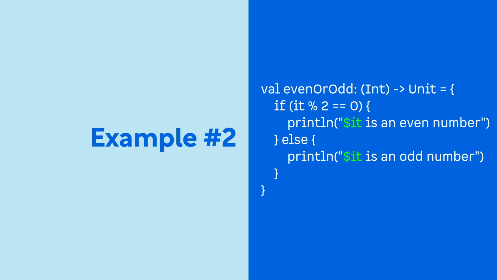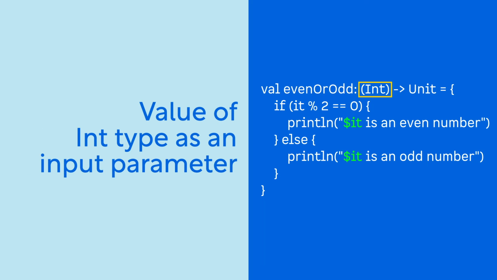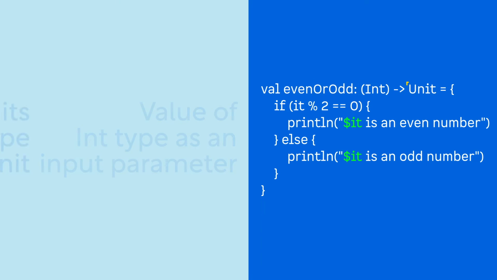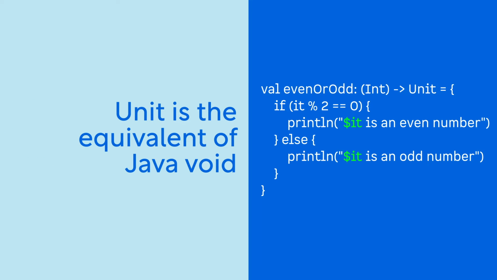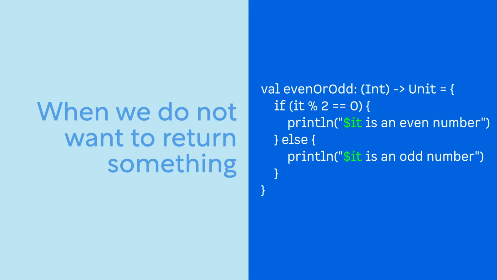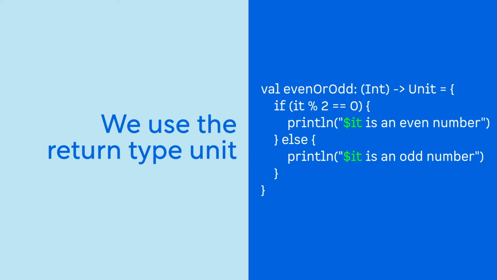Example number 2. Here we see a value of int type as an input parameter, and its return type is unit. Here unit is the equivalent of Java void. This means that when we do not want to return something, we use the return type unit.